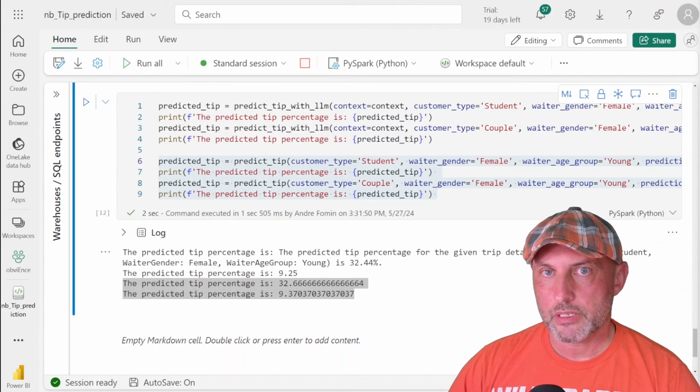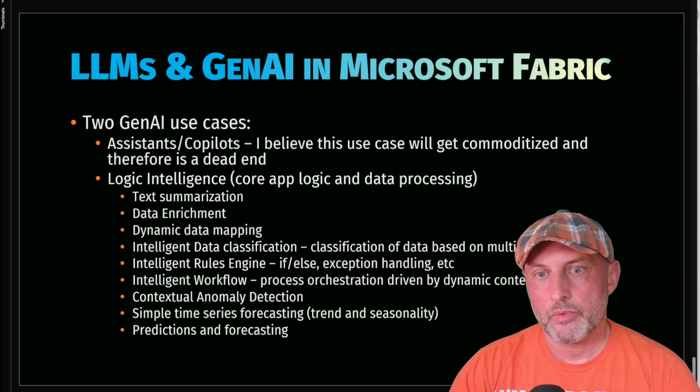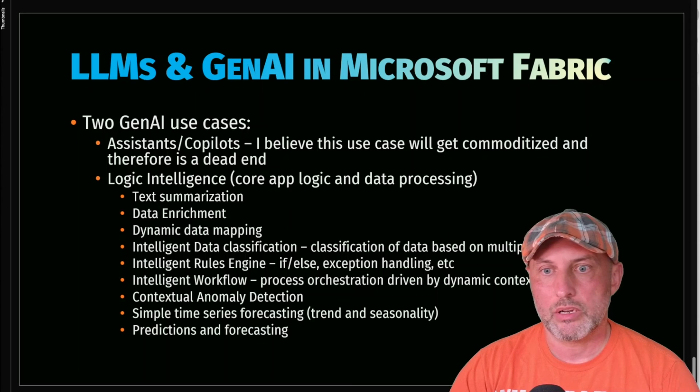Think about what I've just done. I was able to take my data set and feed it to my Azure OpenAI LLM model, and just using prompts, I wrote a function that's able to predict and forecast what the tip percentage will be based on the input variables. So as I said before, I'm getting a little bit tired of hearing nonstop news about assistants and copilots and all of these use cases that I just can't get excited anymore.